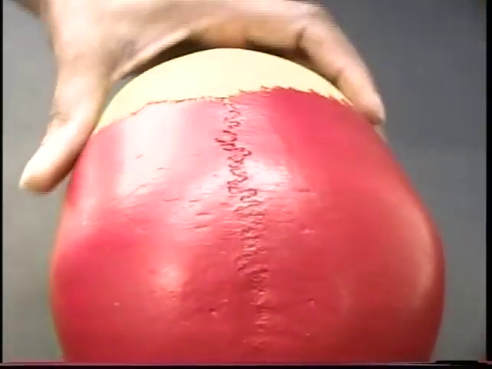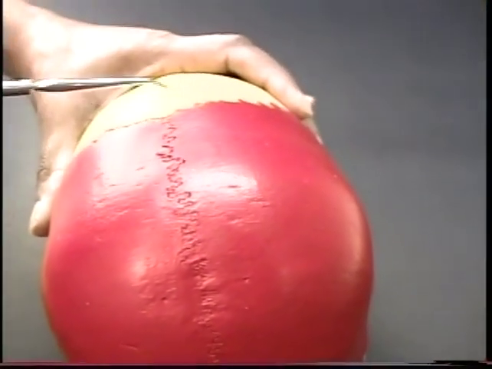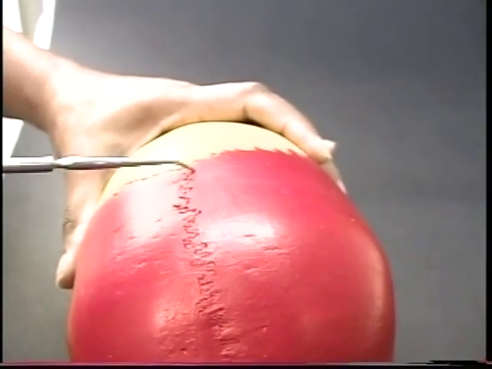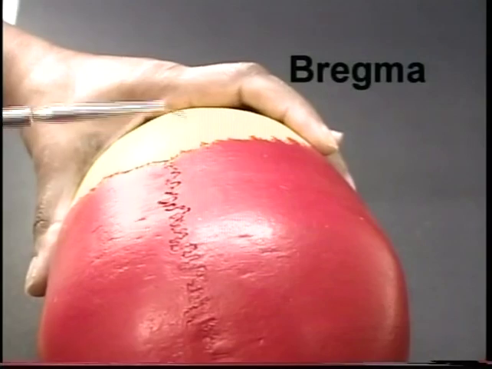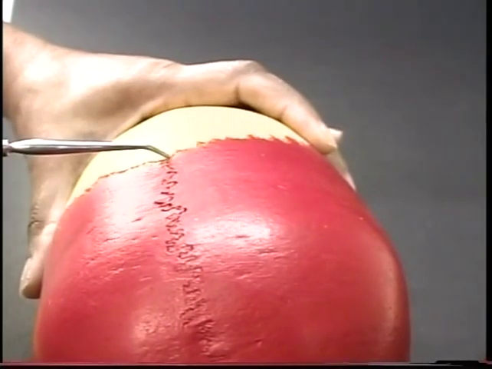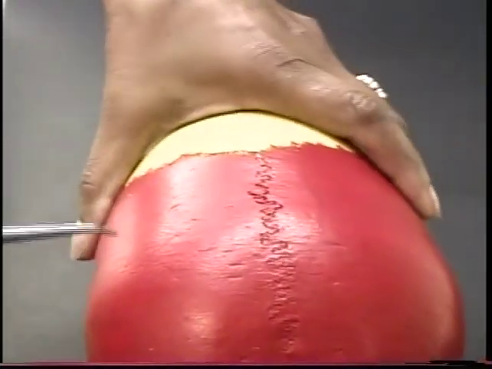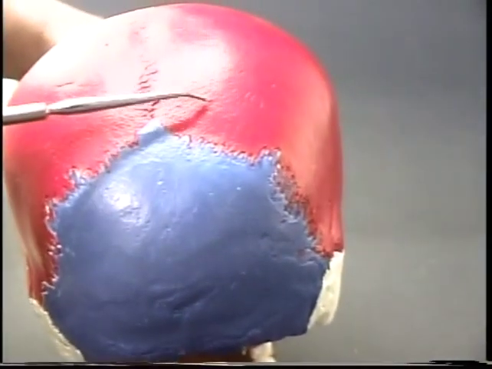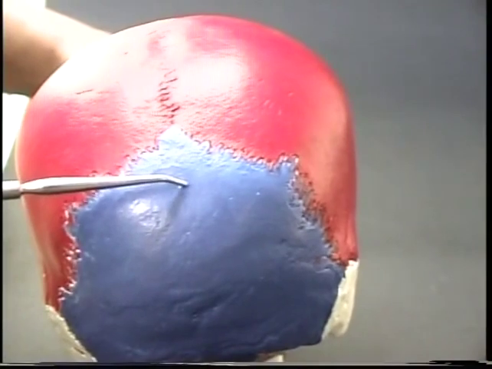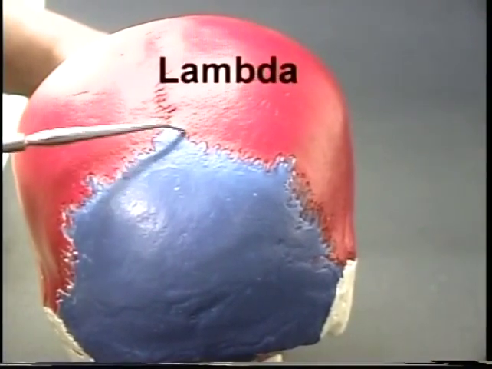Let's look at the junctions where three bones are meeting together. This junction is known as bregma, where the frontal and two parietal bones are meeting. This area where the three bones are meeting, the two parietal and the occipital, is known as lambda.